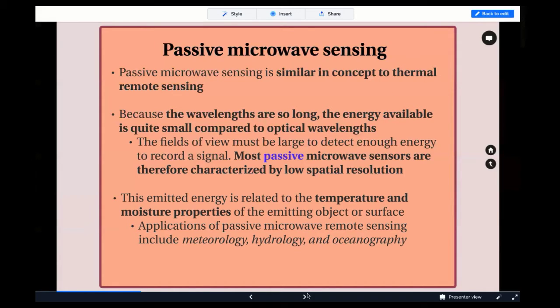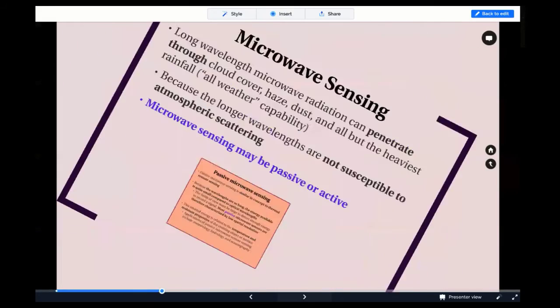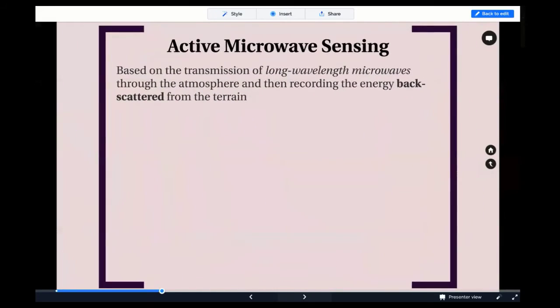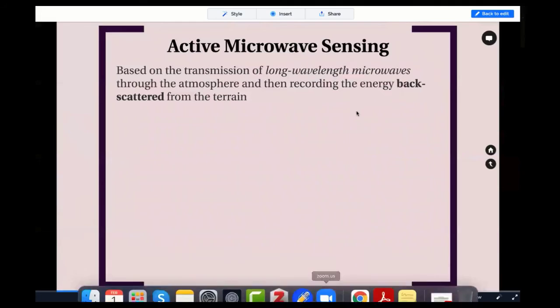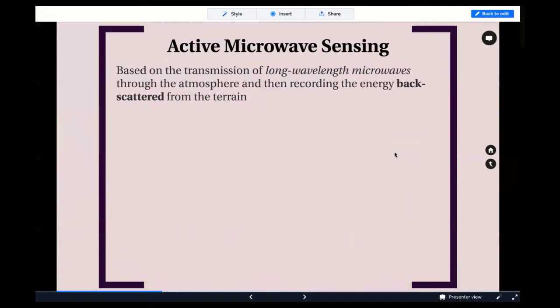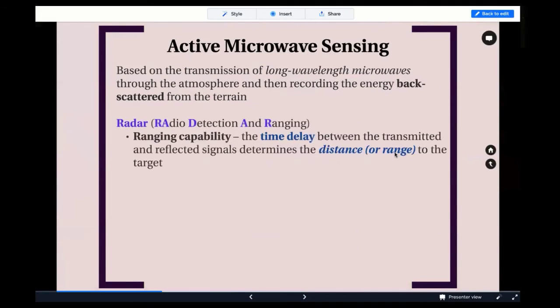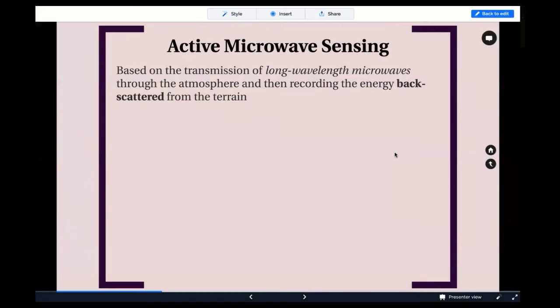And for the most part of today, we're going to focus on active microwave sensing. How this functions: we know active sensors send out their own energy and then record the energy returned back to the sensor. And we'll count this returned energy as backscatter from the terrain or from any object on the ground.